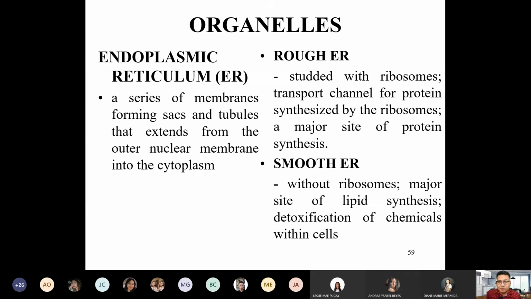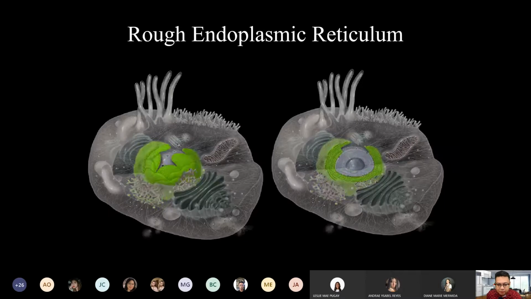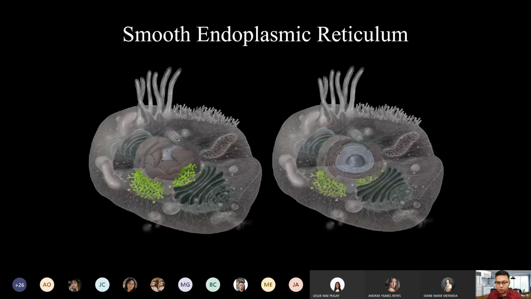Rough ER is the synthesis site for ribosomes. As it is studded with ribosomes and is the synthesis site for protein. Okay? So para madali, may image pa sunod. Okay. So you can see in the next slide, the rough endoplasmic reticulum looks like this. Para siyang naka-fold. While the smooth endoplasmic reticulum looks like a sponge.